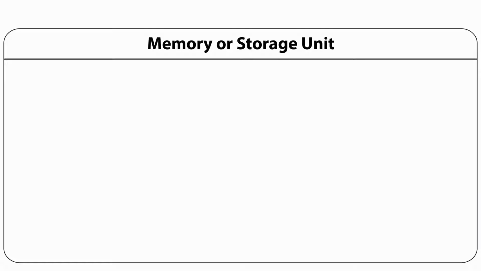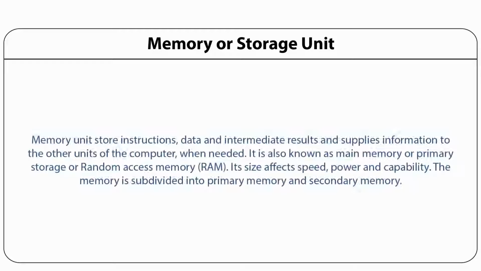Next is the memory or the storage unit. Memory or the storage unit stores all the instructions, data and intermediate results, and supplies the information to the other units of the computer as and when needed. It is also known as main memory or primary storage, more commonly called random access memory or RAM. The size of this memory affects the speed, power and capability of the system as a whole.